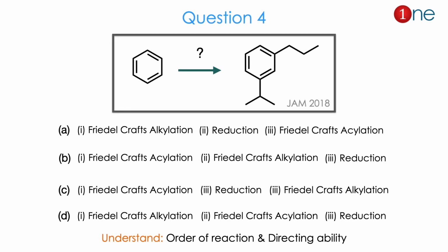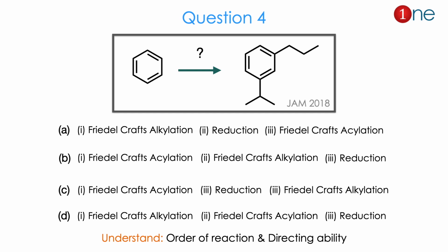Then question number 4. The starting material is benzene, and the product is a meta-substituted product, where both are alkyl groups. One is isopropyl, another is propyl. They ask you to find the sequence of reactions: whether Friedel-Crafts alkylation happens, acylation happens, and whether reduction occurs or not.